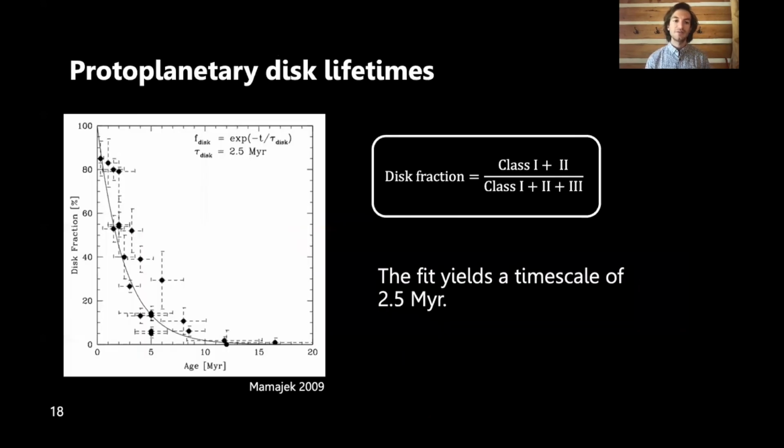And so now we're going to pivot back to the small micron-sized dust as we look at the disk fraction as a function of age, seen here in the Mamajek 2009 plot for different regions. The disk fraction is based on the number of class 1 and 2 objects divided by the number of class 1, 2, and 3 objects. And so this classification mechanism is based on the infrared spectral index, which relies on the micron-sized dust present. And this yields a timescale of 2.5 million years. So we've got a bit of a problem in terms of ages. And so environment matters, and we cannot forget that.